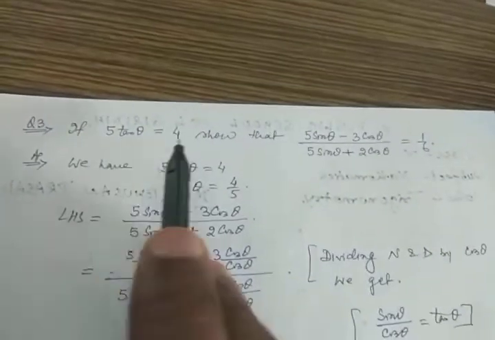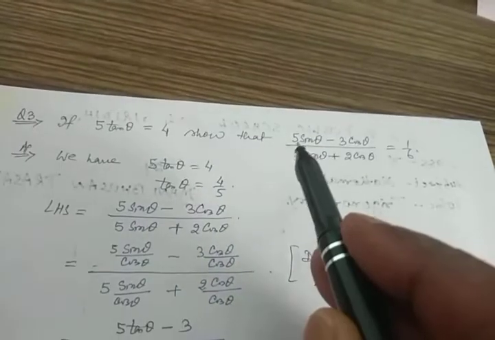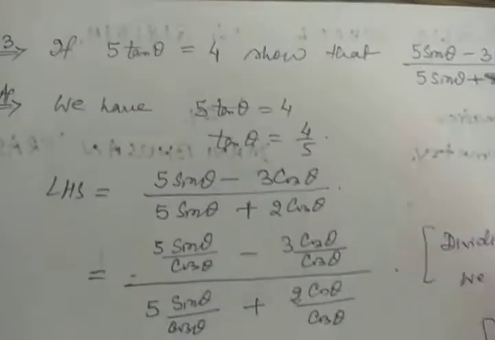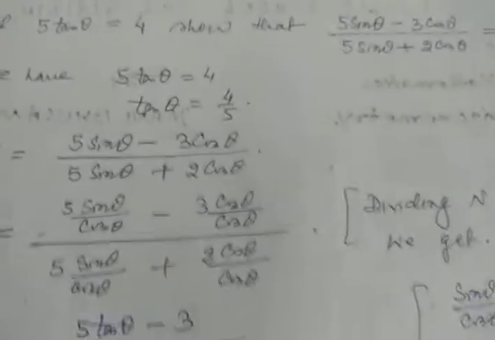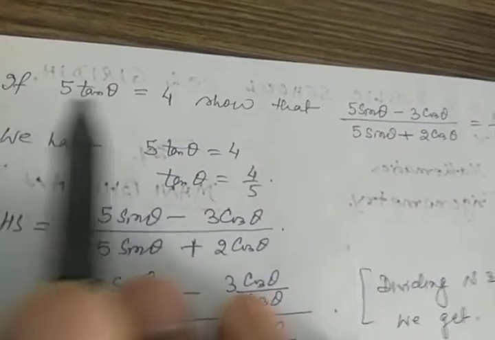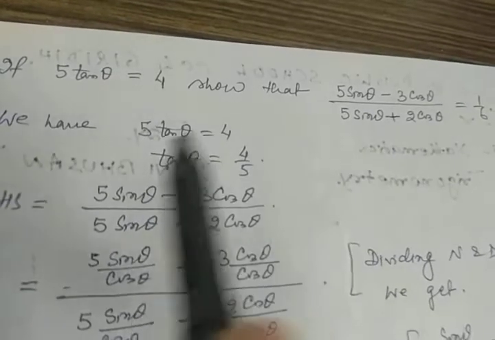Just see. The question says that if 5 tan theta is 4, then show that 5 sin theta minus 3 cos theta by 5 sin theta plus 2 cos theta is 1 by 6. We can solve this question also as we have done questions number 1 and 2. But here I have taken a different way. In the question, the value of tan theta is given. 5 tan theta is 4, so tan theta is 4 by 5.